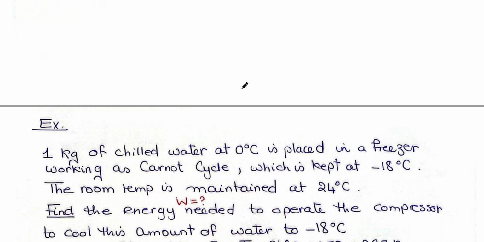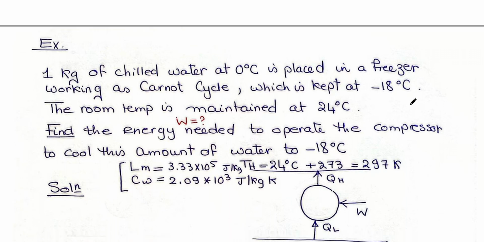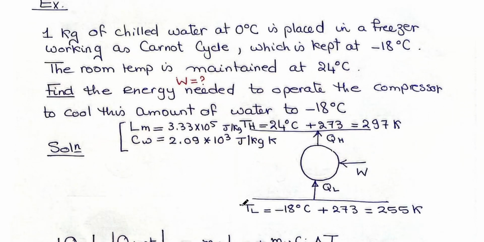Another example is also a refrigerator. 1 kilogram of chilled water at 0 degrees is placed in a freezer working as a Carnot cycle, which is kept at -18 degrees. So the low temperature is -18 degrees. And the room temperature, the atmosphere, is 24 degrees. So TH is 24 degrees Celsius.